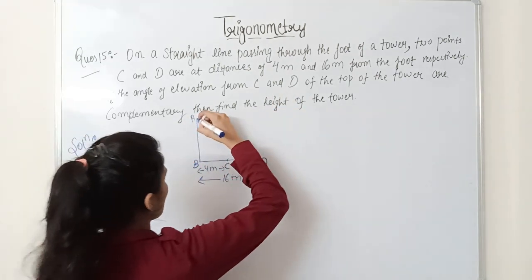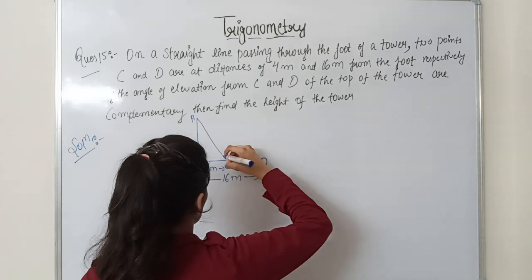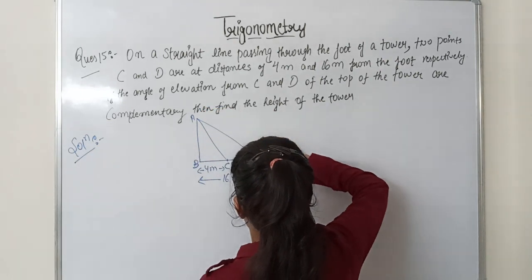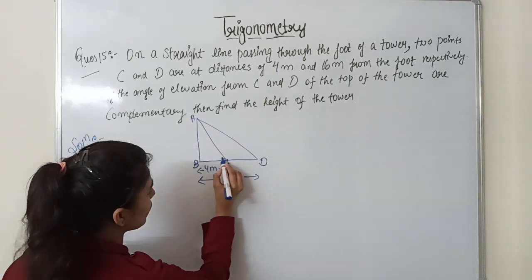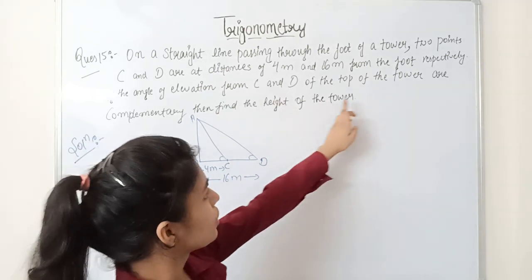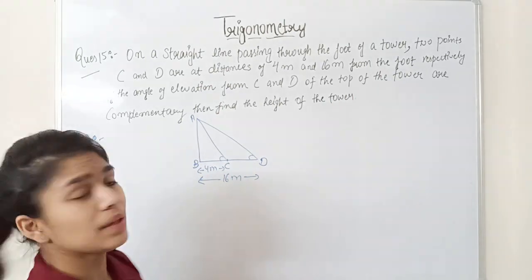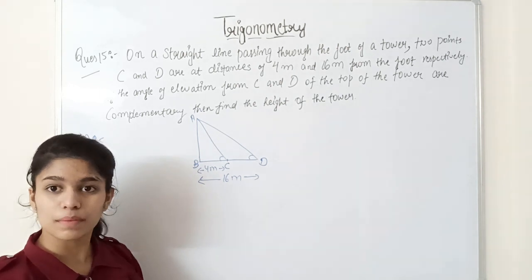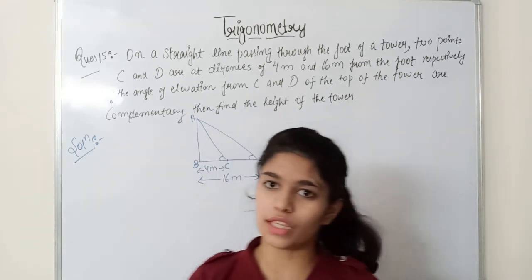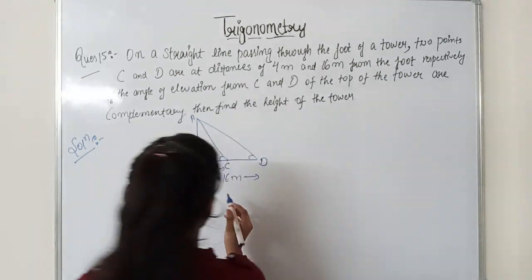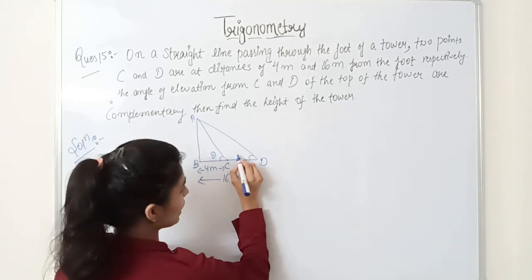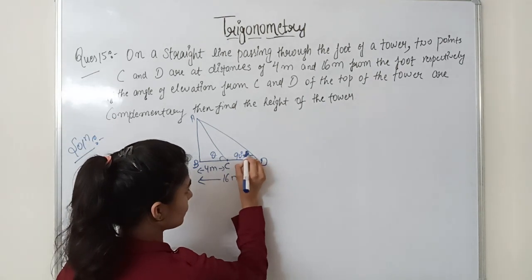What is the angle of elevation? This is the angle of elevation of the top of the tower are complementary. What is the rule of complementary? When we subtract the acute angle from 90 degree, it will be equal to complementary. So suppose this is the angle theta. So the complementary angle will be 90 degree minus theta.